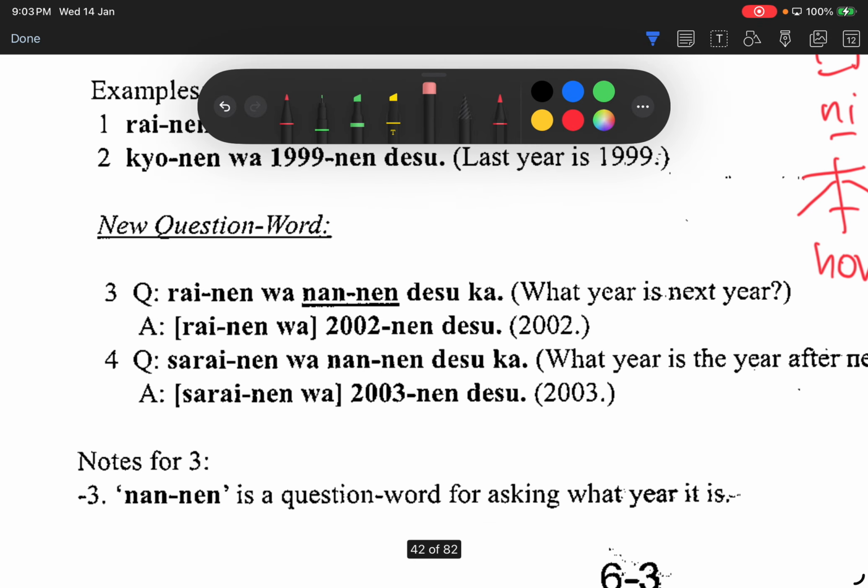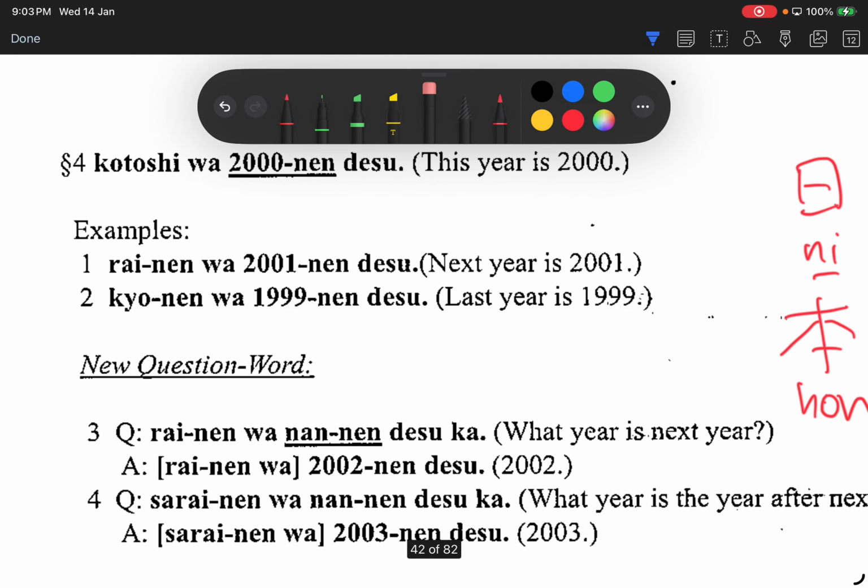Okay, then we talk about example number 1. 来年は2001年です。Right? So year 2001. Then next one, 去年. 去年 is last year. Don't be confused with 今日, which means today. However, the 去 doesn't mean this year. It means last year. Very commonly, learners confuse 去年 as this year. Right? So please take note.